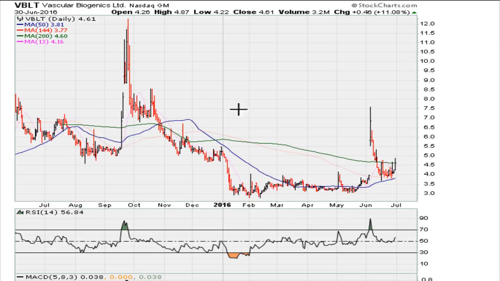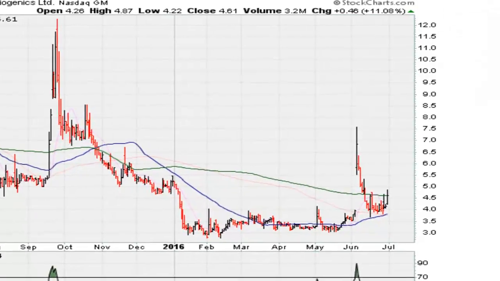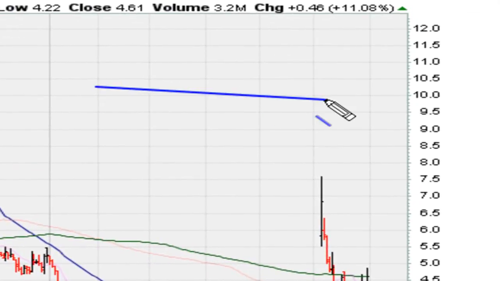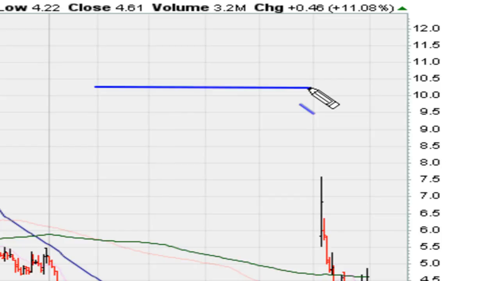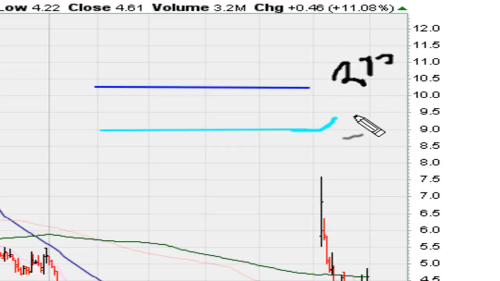It is VBLT. Now, of course we know what we are doing here: we are looking for a stock that is setting up in such a way that its moving averages are flat. So the best ones are the ones where both moving averages are flat. Generally this is going to be your 200-day moving average, and the lower one tends to be the 50-day moving average.